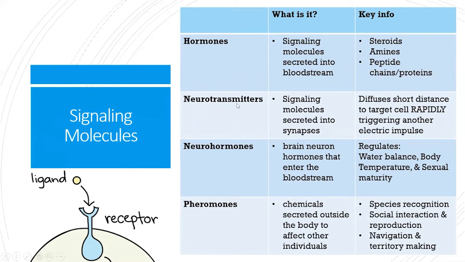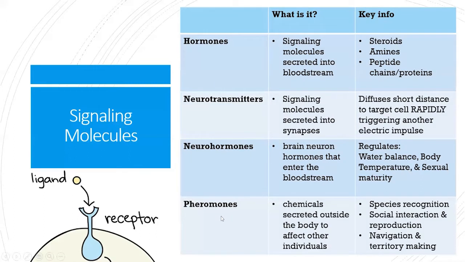Next are neurotransmitters, which are signaling molecules secreted into the synapses. So this is something that we'll talk about later in the course, but just know that these are specific to your nervous system. They can diffuse short distances to a target cell very fast, which can then possibly trigger another electric impulse. Next, we'll look at the neurohormones, which are just brain neuron hormones that enter the bloodstream. So it's kind of a mixture between hormones and neurotransmitters. These can regulate water balance, body temperature, and sexual maturity.